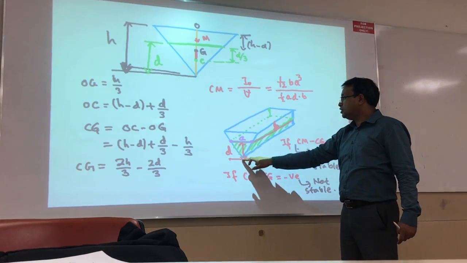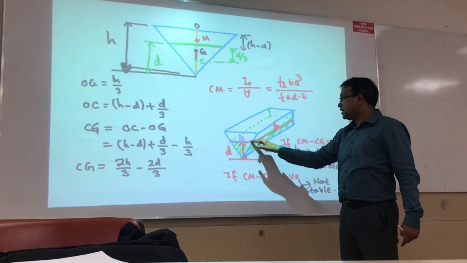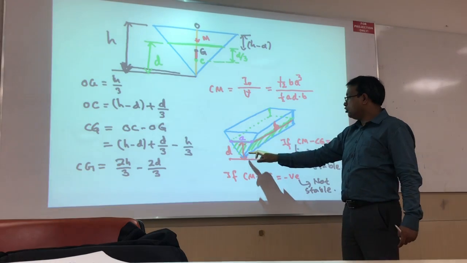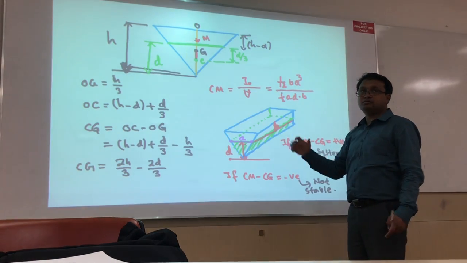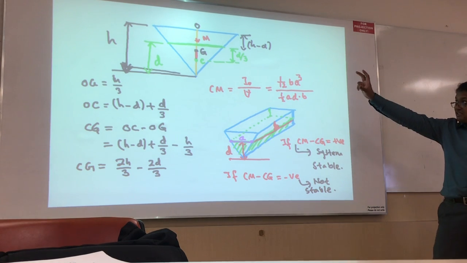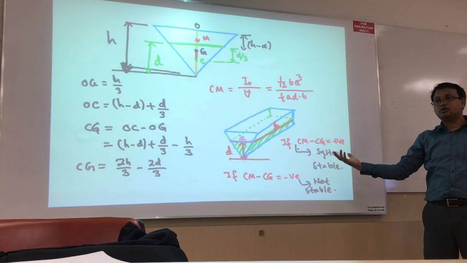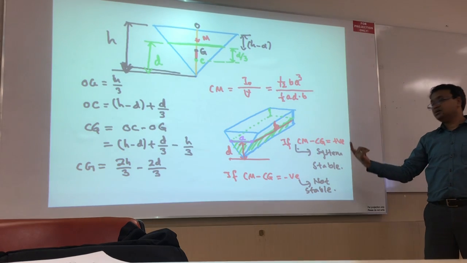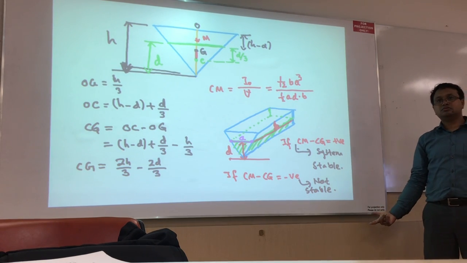What is the area? Area of a triangle, half times A times D. Volume, the distance from here to here. That's all. Alright? Any question? Then you have to find the distance CG and CM. Then after that you have to compare. If CM is greater than CG, it's stable. If CM is smaller than CG, it's not stable. This is the understanding.